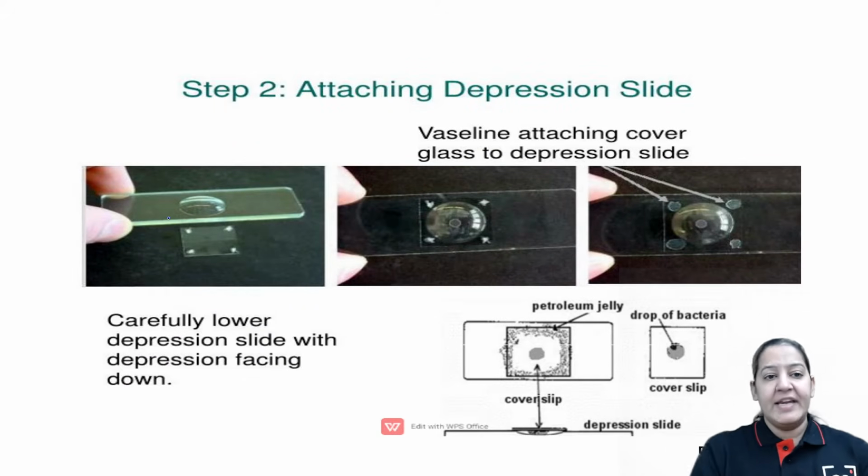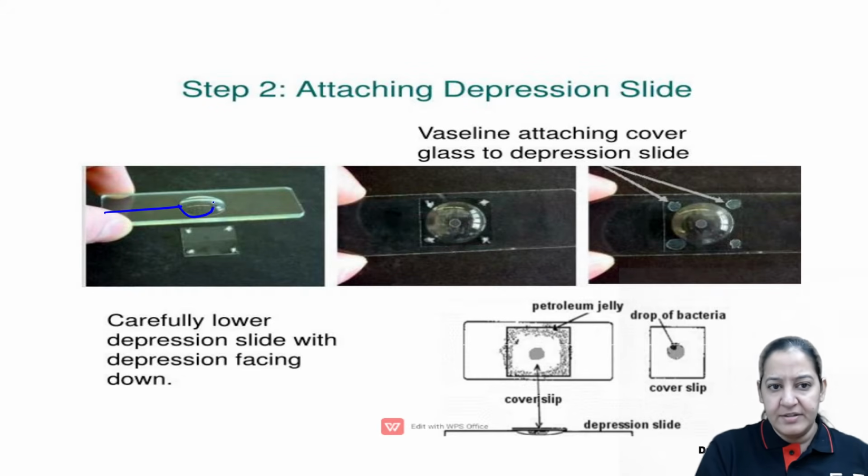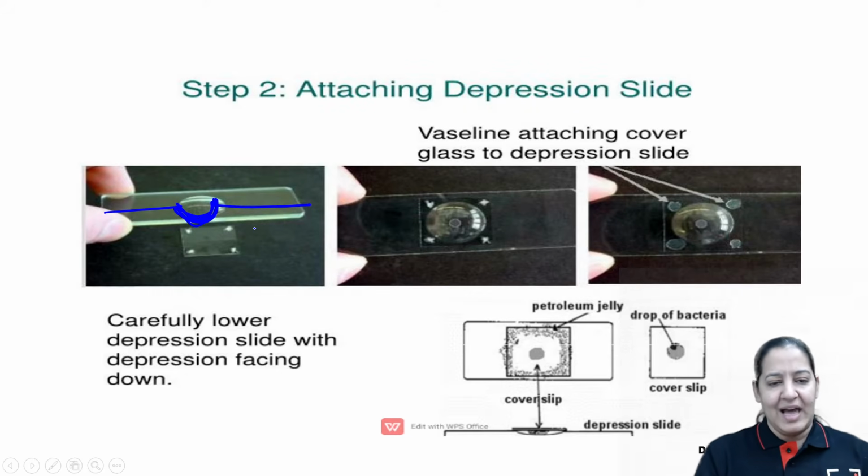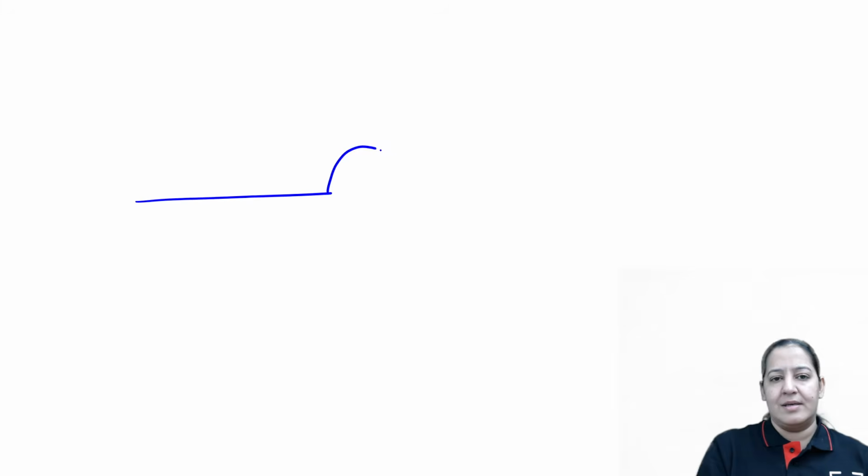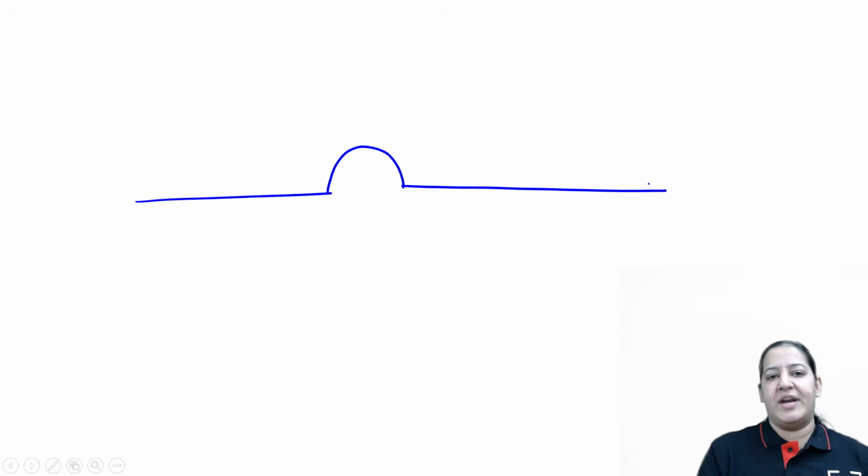Listen everyone, listen here. Take a slide with a depression at the center. There is a depression at the center. Can you see? This is the depression at the center. You have to take a slide with a depression at the center like this. Right? This is the slide with a depression at the center.